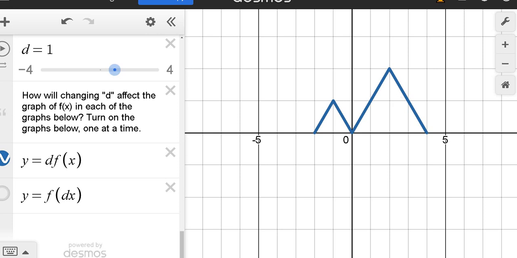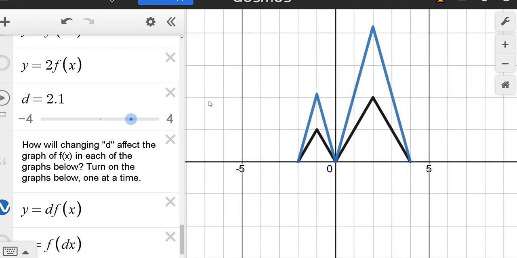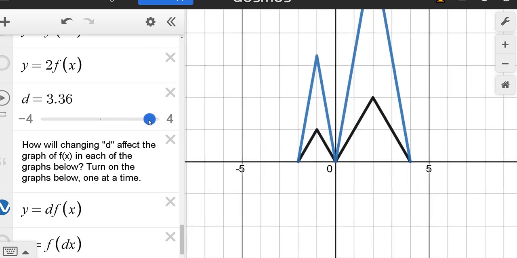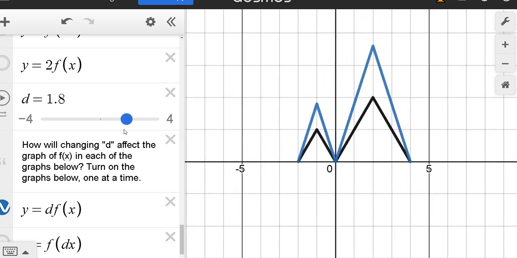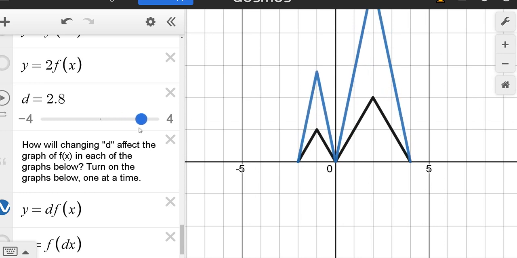Here's your graph, looks like a couple of sawteeth. Yeah, looks like a sawtooth function. If we increase this, then what's happening to the graph? It goes up. It's stretching in the y direction is what's happening with that one.